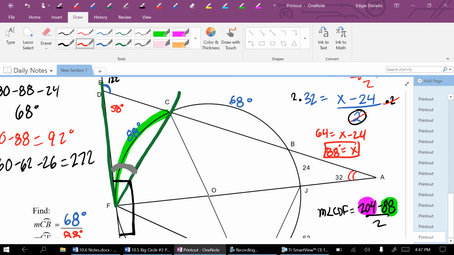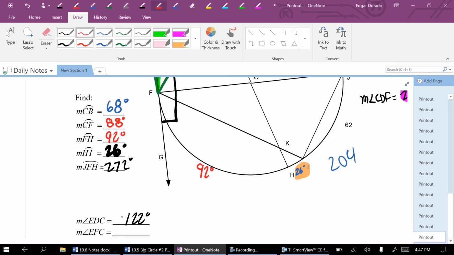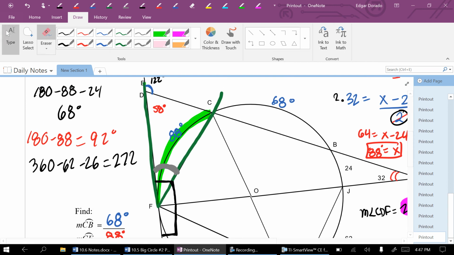And kind of like with inscribed angles, to find that angle, you have to do half of the intercepted arc. So half of 88 is going to be 44 degrees. Okay, so this angle right here, this gray one, I'm going to make it a little smaller here, this is 44 degrees. Okay, all right, let's keep going.